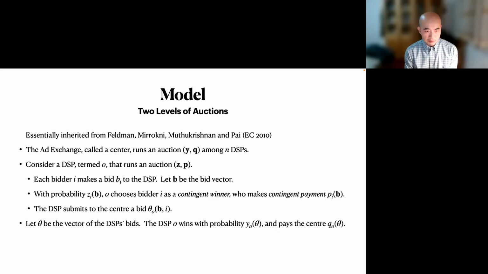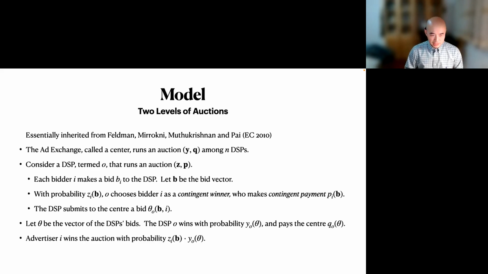So I'm going to use theta to denote the vector of the DSPs' bids. Remember, there are n DSPs. Then according to the rule of the center's auction, the DSP O wins with probability YO of theta and pays the center QO of theta. Now from advertiser I's perspective, he will win the auction with probability Zi of B times YO of theta: Zi of B for winning the DSP's auction, and then YO of theta for winning the center's auction. Only when both auctions grant him the opportunity does the advertiser eventually have that opportunity. So this is just a procedural description of what happens in the system.